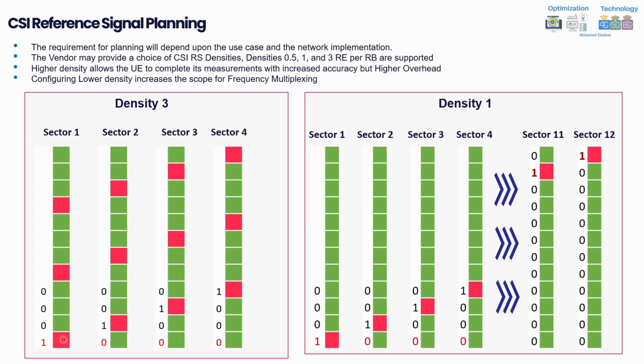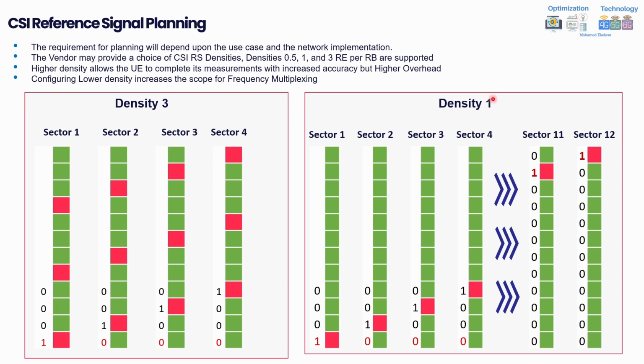So the first one should start from here, keeping three free resource elements, for example, for PDSCH and so on. It will be shifted by one for each of the other sectors to avoid the CSI-RS interference to each other, though this still gives a chance for the CSI-RS to interfere with the data, but that's just planning to avoid CSI-RS to CSI-RS interference. This is assuming, for example, a density of 3.